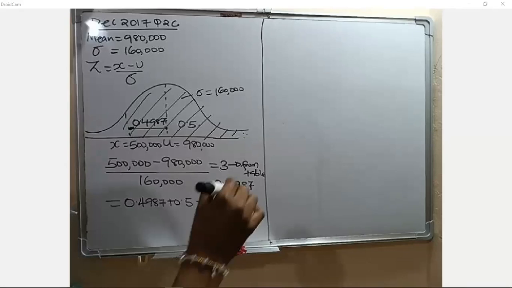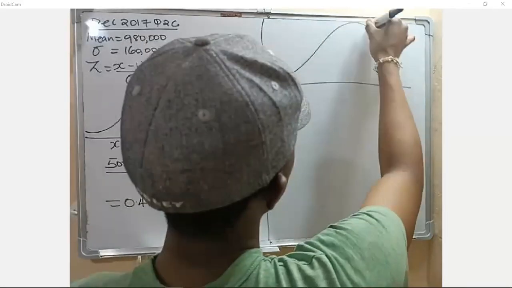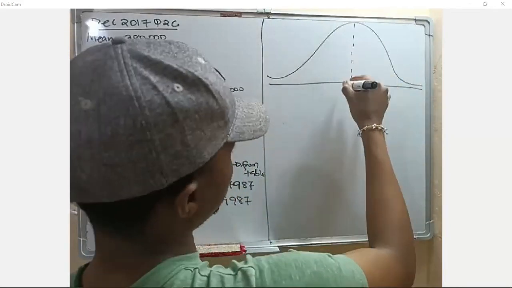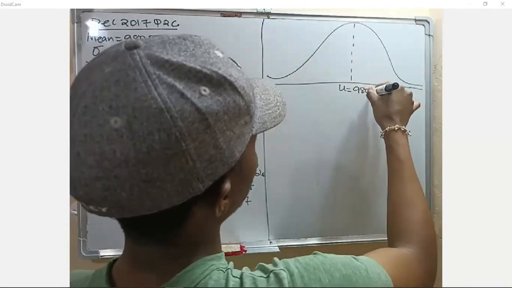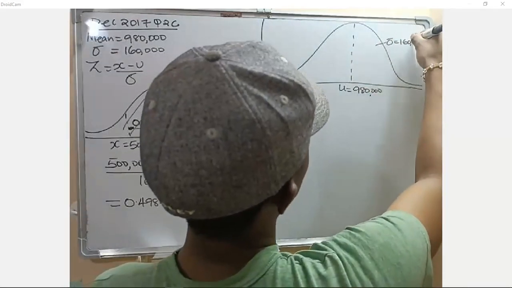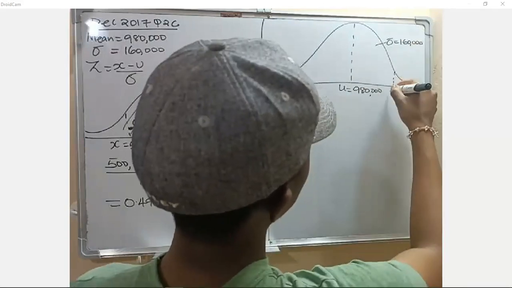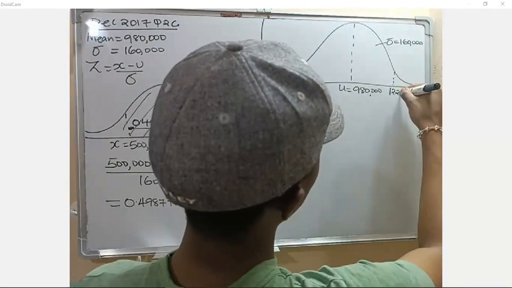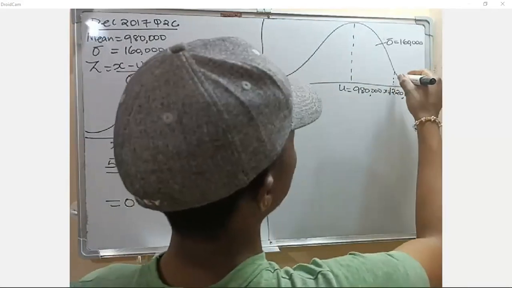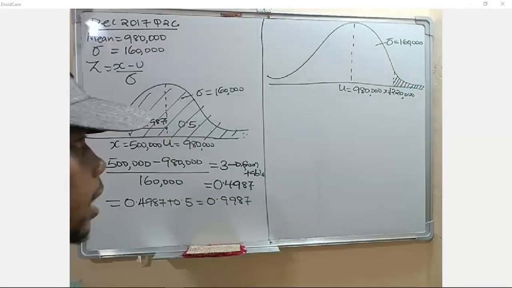I just need to draw the normal curve to make it easier for me to make the analysis. Our mean, we know very well, is 980. Here, our standard deviation is 160,000. When you look on the number line, 1220, sorry, that is our X. So this is the only area you need.